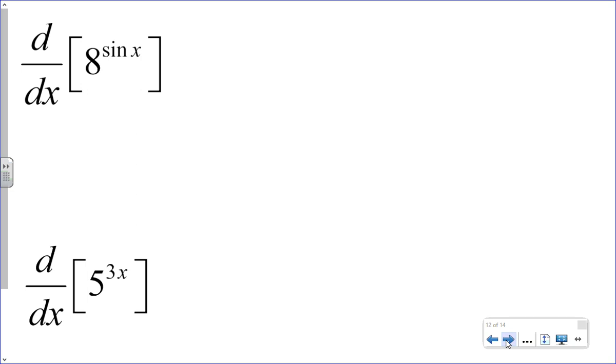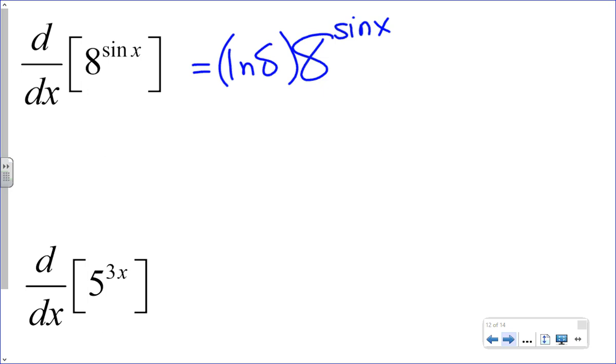Okay, one more. We'll do the top one, the derivative of 8 to the sine of x. Since it's an exponential, our derivative is copy-paste, but it's not base e, so we have to multiply by the natural log of the base. Then we're going to multiply by cosine x, because that's the derivative of the inside.